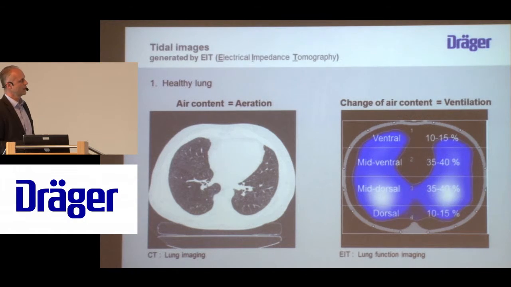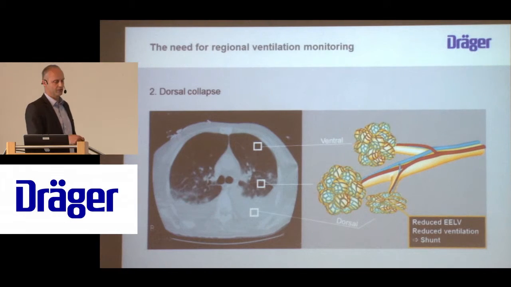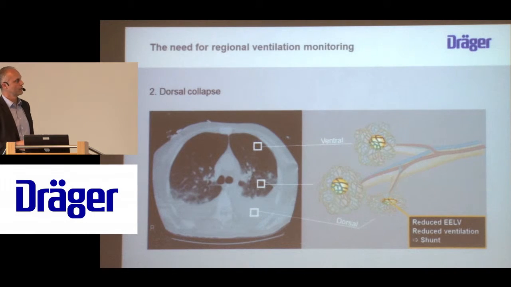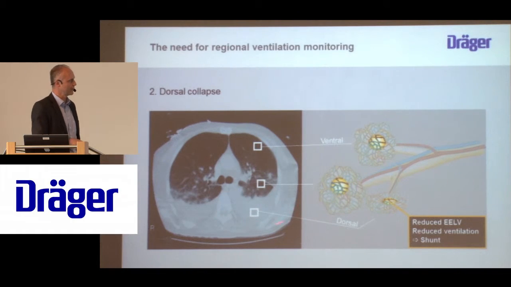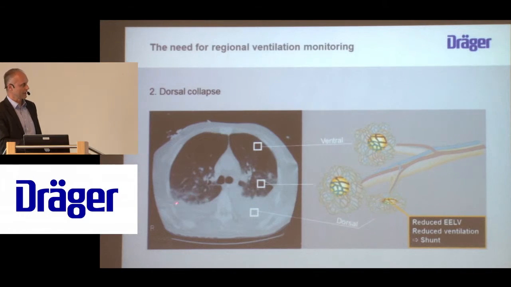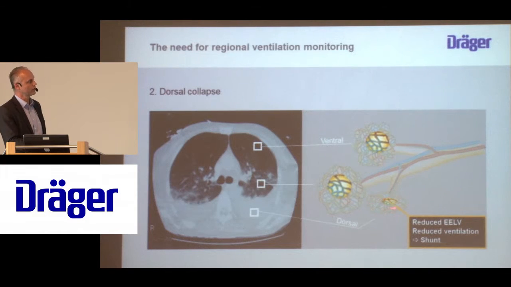Okay, so this is a healthy lung. Now when we see a typical CT scan with a dorsal collapse, we would already assume that whenever you have some consolidated lung tissue or collapse, atelectasis here, there's no lung volume. That's what you see in the CT scan. But at the same time, there's of course also no ventilation taking place.